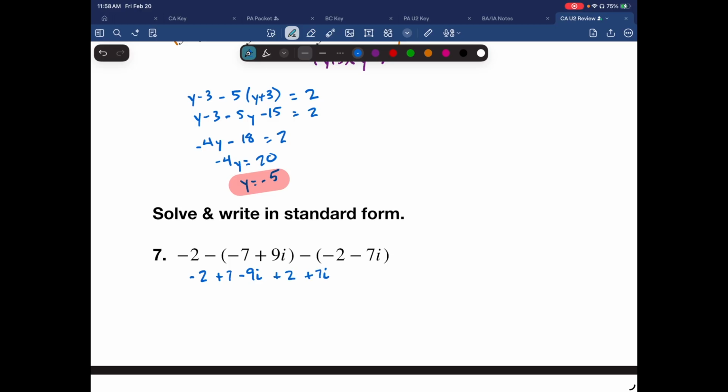And now we're going to combine like terms. Standard form is a plus bi, so we're going to put the i term in the back of it. So we got negative 2 and 7, that's going to be 5, plus 2 is, or you can also look at it as negative 2 and plus 2 are going to be 0, so that's just going to be 7. And then negative 9i plus 7i, that's going to be minus 2i. And there you go.